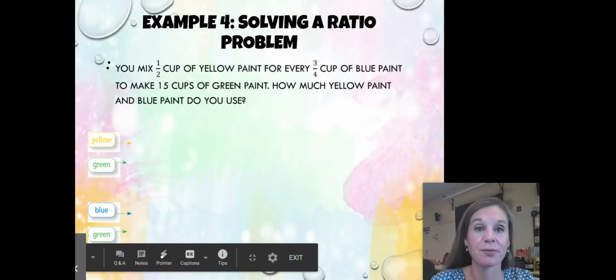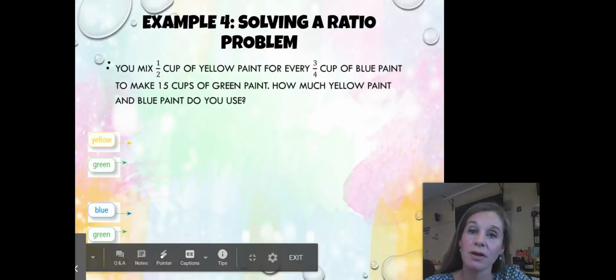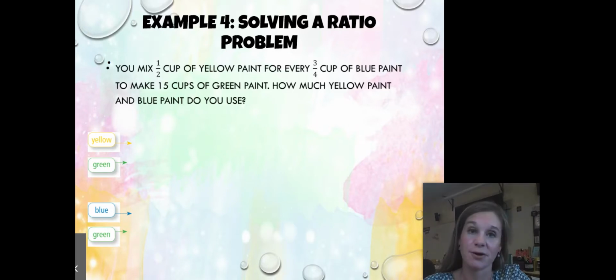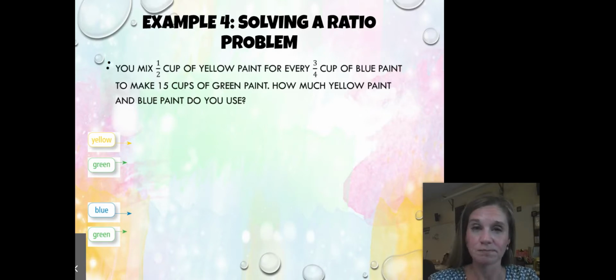Right, example number 4, solving a ratio problem. And this one's quite involved, so get ready. You mix 1/2 cup of yellow paint for every 3/4 cups of blue paint, and this is going to make a total of 15 cups of green paint. How much yellow paint and blue paint do you use?